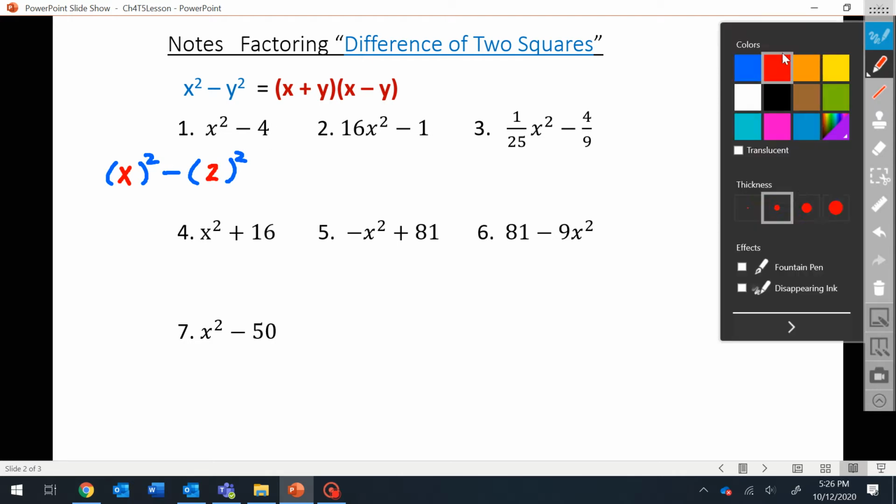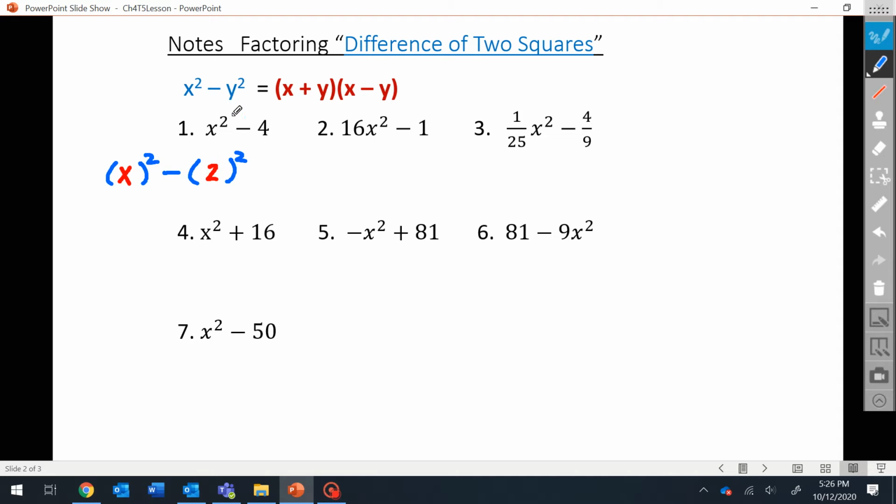So what this tells us is that this is a difference of two squares, x squared minus 2 squared, which means we can factor it into this special form, where we take the square root of the first number, what's in this parentheses plus this, and then what's in this parentheses minus this. So this factors into the special form x plus 2 times x minus 2, and that would be our factored form.